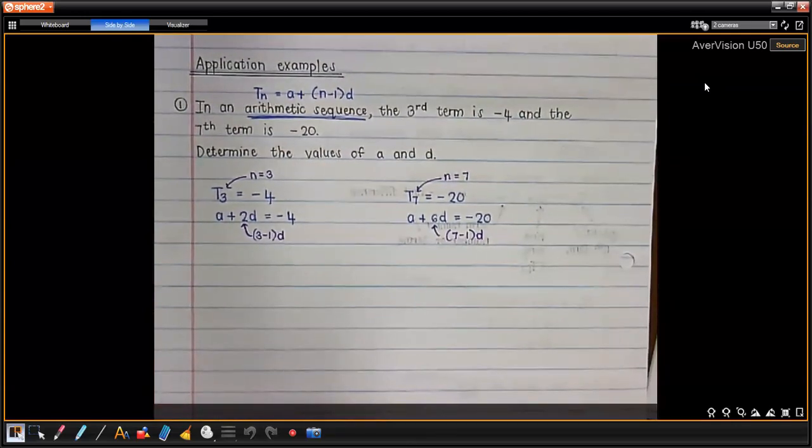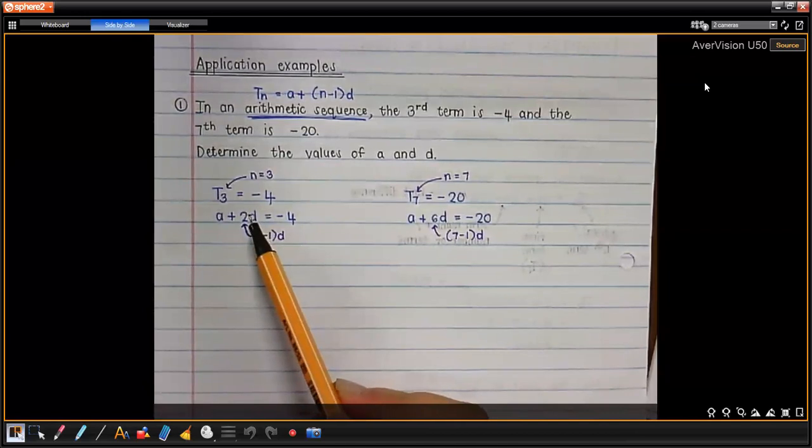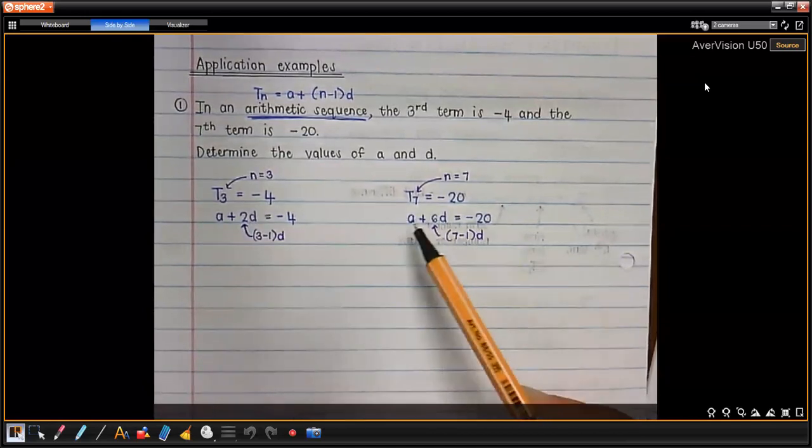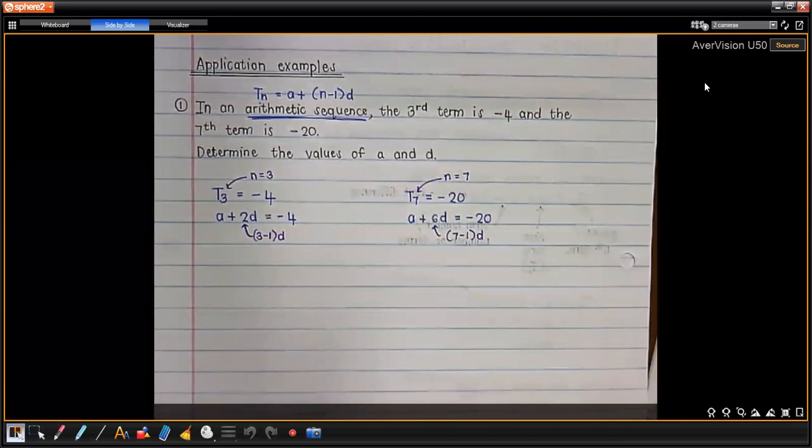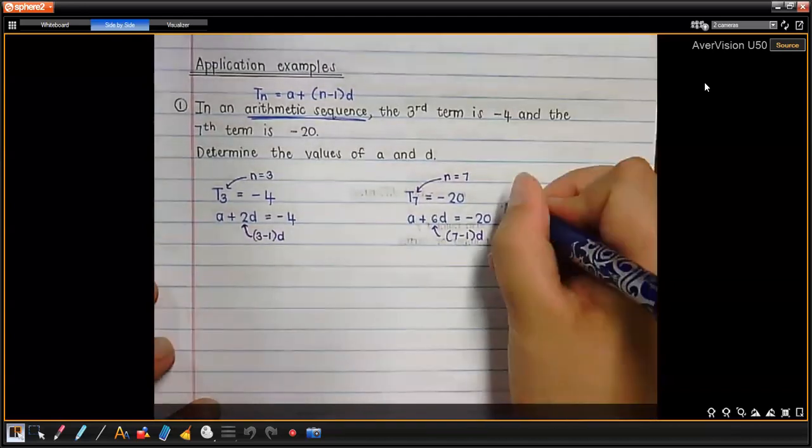Now guys, I hope that you can look at what we have here and recognize that we have two equations with two variables. We see a plus 2d, where a is a variable and d is a variable. Then we have another equation, a plus 6d, where a is a variable and d again is a variable. If we have two equations with two variables, we're going to have to solve them simultaneously.